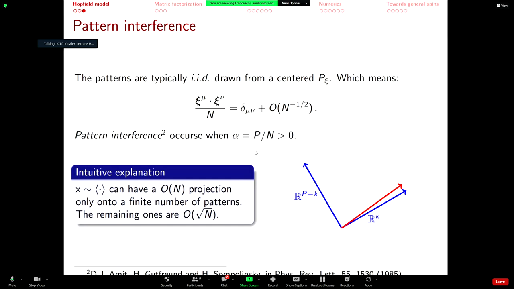So this also has a nice geometrical interpretation, if you want. Any sample from this Boltzmann-Gibbs measure, but in general any vector in Rn, can have an extensive order n projection only onto a finite number of patterns, because its norm has to be controlled with n, more or less. And the other projections must necessarily be of subleading order. But again, there are many of them, so when we sum them up together, we obtain a source of noise in the end, okay? This will be explained a little better later.